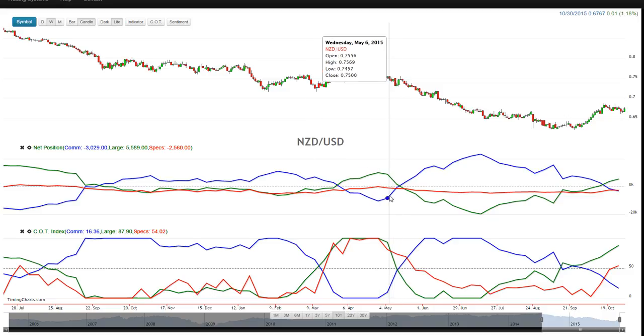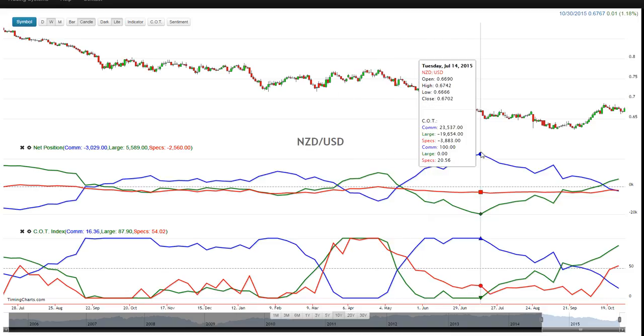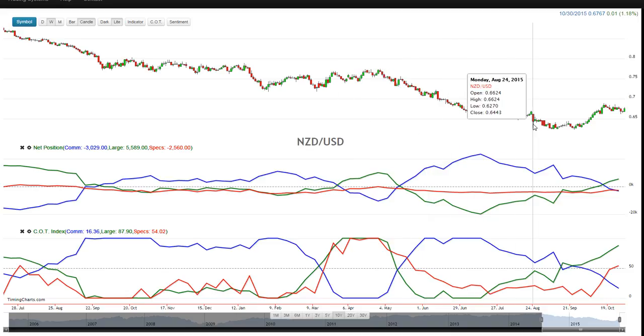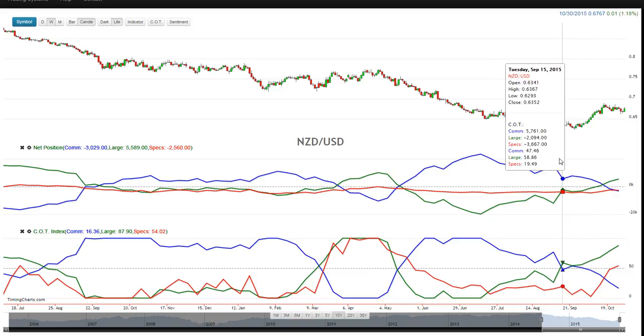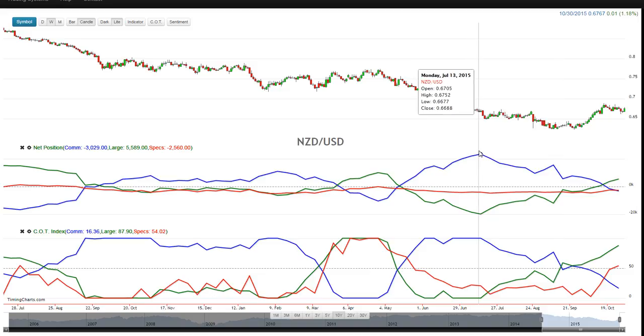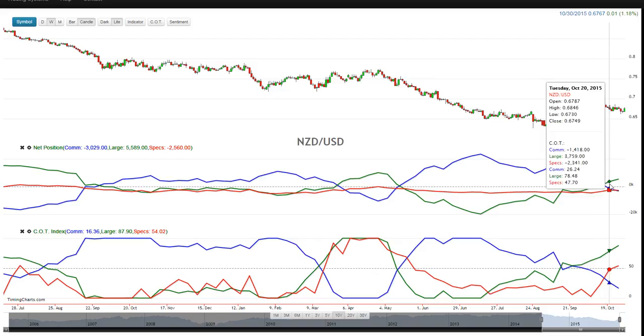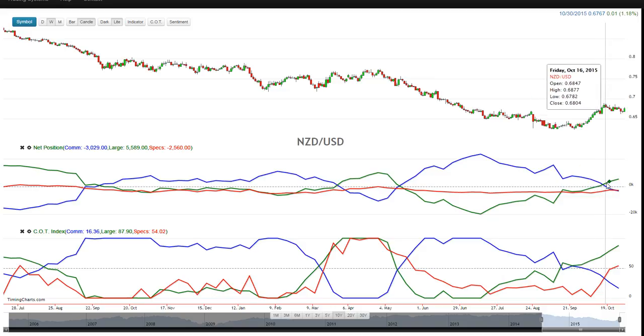You can see large speculators shorting, commercials hedging, and we came down, and somewhere around September we put in a low, and then a failed new low, and then shot right back up. And you can see from here, commercials are unwinding, and right here, as of the 20th of October, that's when the official crossover happened.